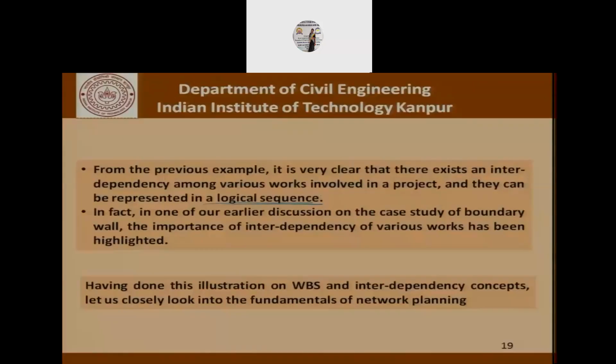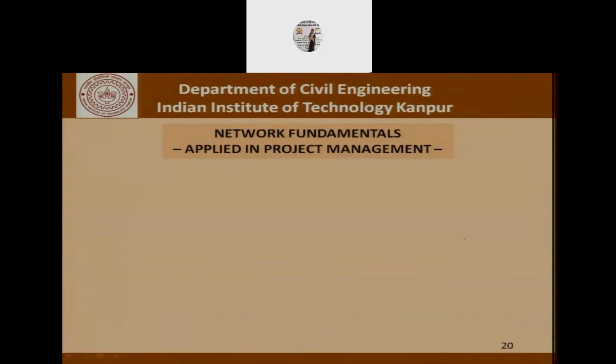Having done this illustration on the work breakdown structure and the concept of interdependency, let's closely look at the fundamentals of network planning, because we would like to represent the different activities by way of a network. That is so much easier to represent, explain, and use when we are trying to monitor the project as the construction work goes on. So before we start application of networks to our construction scenario, let's first study a little bit about the network fundamentals.